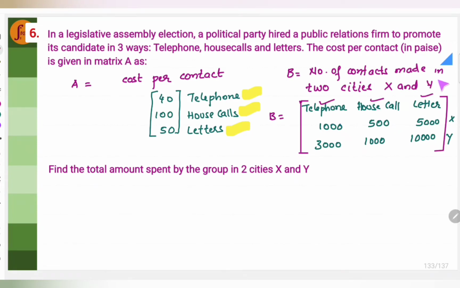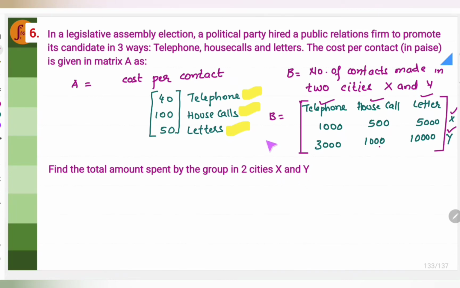Number of contacts made in two cities X and Y using these three modes of communication. So basically 1000 contacts have been communicated using telephone, 500 contacts using house call, 5000 contacts using letters in city X. Similarly in city Y, 3000 contacts via telephone, 1000 contacts via house call, 10,000 contacts via letters in city Y. Now we'll have to find the total amount spent by the group, that is total amount spent by the public relations firm in two cities X and Y.